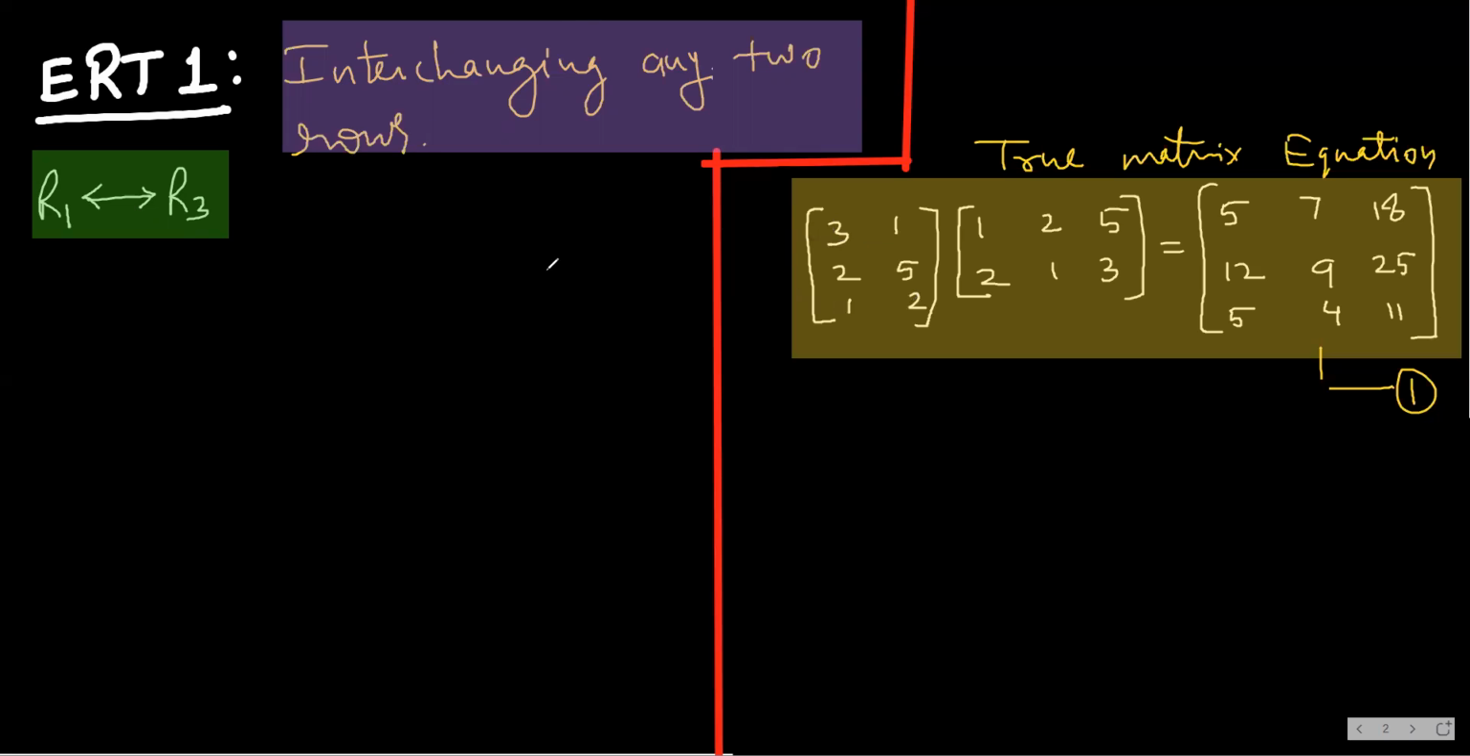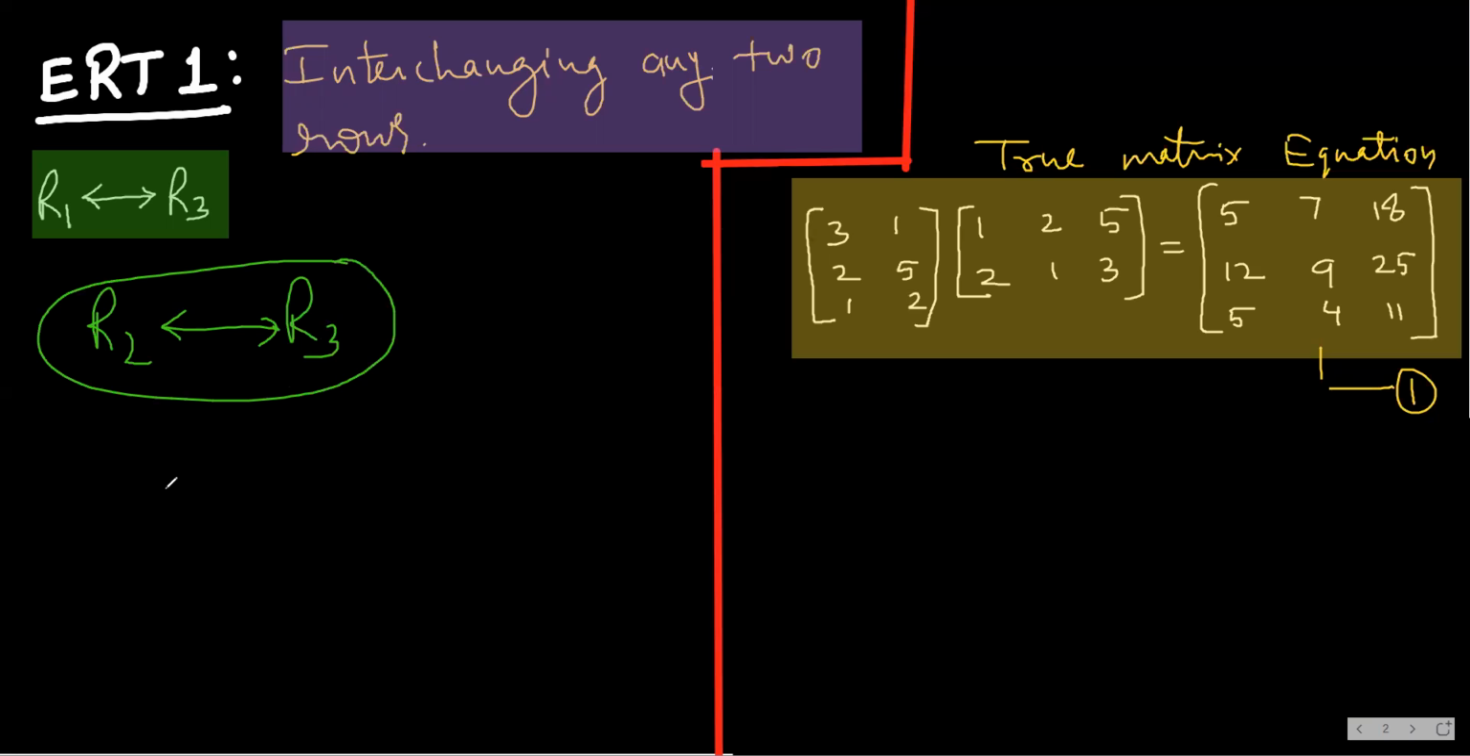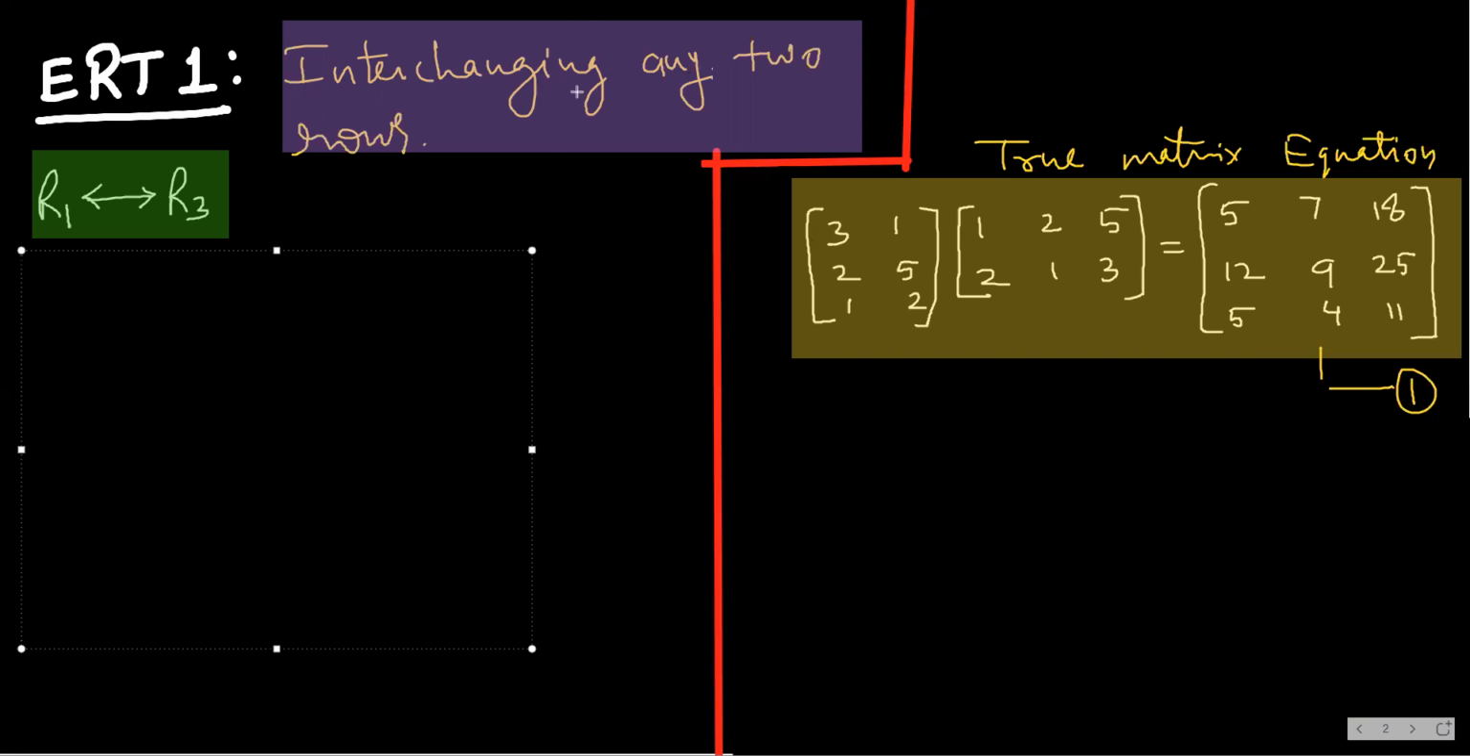Now, if you are thinking, why change R1 with R3, I want to change R2 with R3, that is also okay. You can do even that. If someone says, no, I want to change R1 with R2, it is all correct. You can do whichever you want. Right now, I'm doing R1 with R3. You can interchange any two rows. But how is it done? That is what I'm trying to teach you.